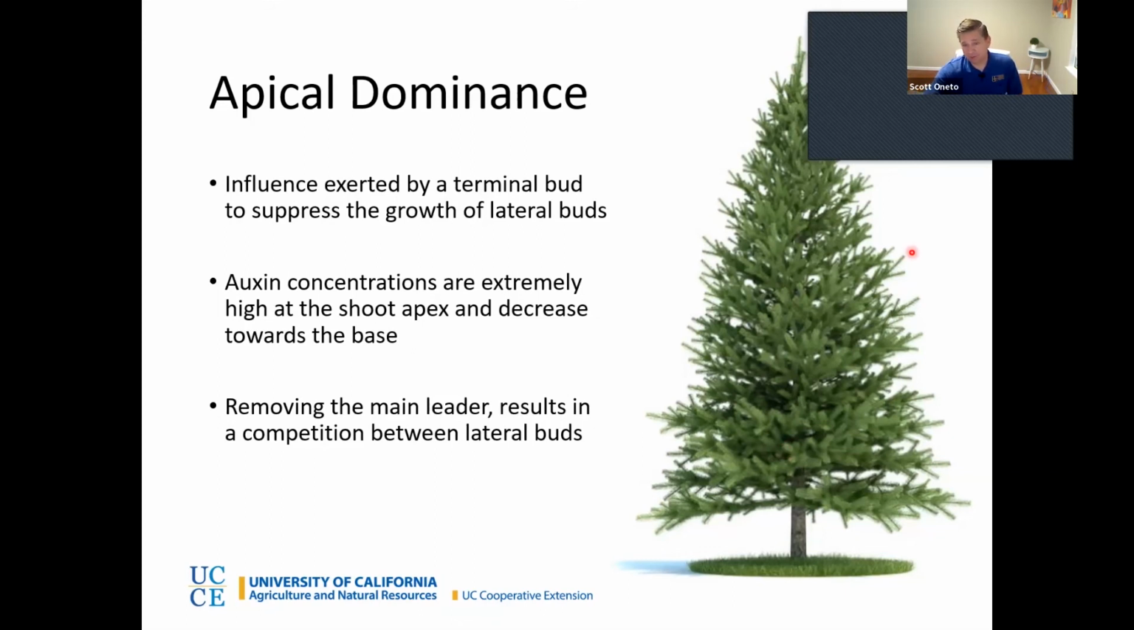We remove the auxin source. Usually what you'll see is this rapid growth of the buds just below it because it's removed that suppression. And so we see this when we're pruning plants, right?